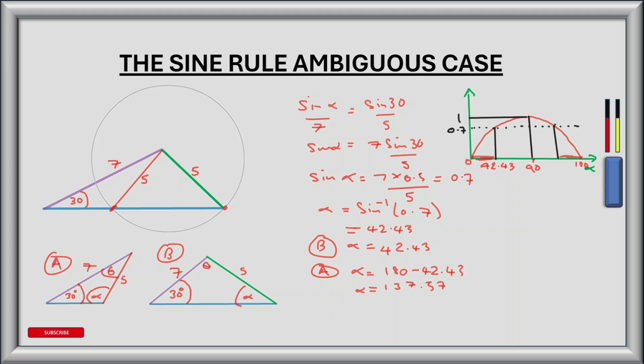So in triangle B, theta equals 180 degrees minus (42.43 plus 30), and that is equal to 107.57 degrees. And for triangle A, 180 minus (137.57 plus 30), which is equal to 12.43 degrees.